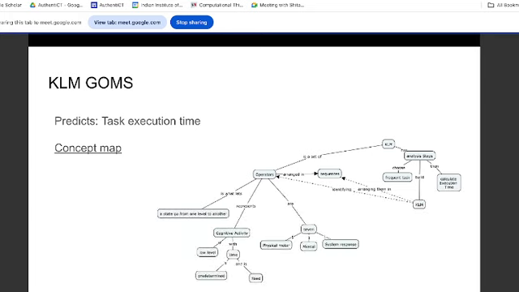Beginning with KLM GOMS, it is the keystroke level model of goals, operators, methods, and selection rules. What it does is it predicts the task execution time. So given a task a user has to perform, how much time are they going to take while performing this series of operations for performing this task. To simplify it in a concept map, I've tried to make this map. Let me go over it in this view.